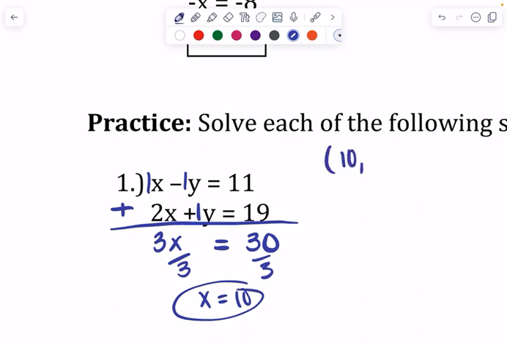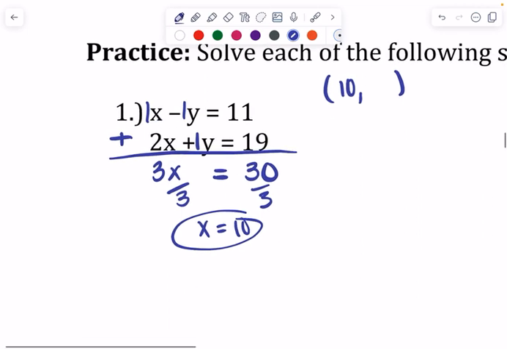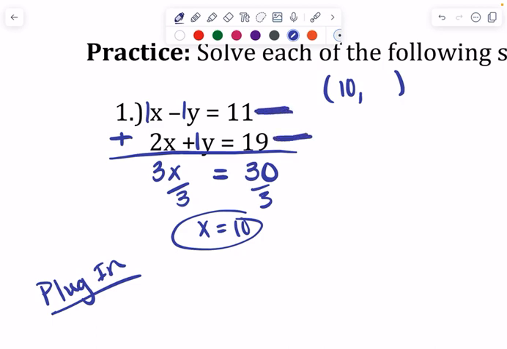And just like with substitution, we need to get your other variable because we want an ordered pair, x and y. So this one, it's a little more work to find the second variable. So pick one of the two equations, whichever one you think looks easiest, to substitute in that x value of 10. So pay attention that you remember which variable you solved for. Sometimes we just write like 10. Like, did we find x? Did we find y? So pay attention to which variable you actually solved for. We found x, so we need to solve for y.